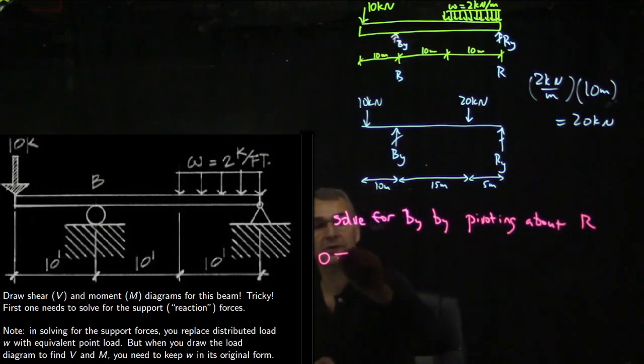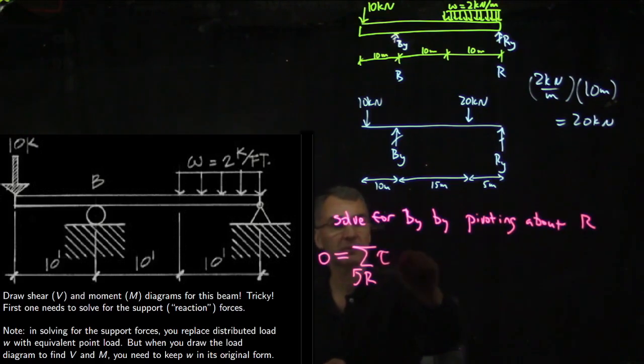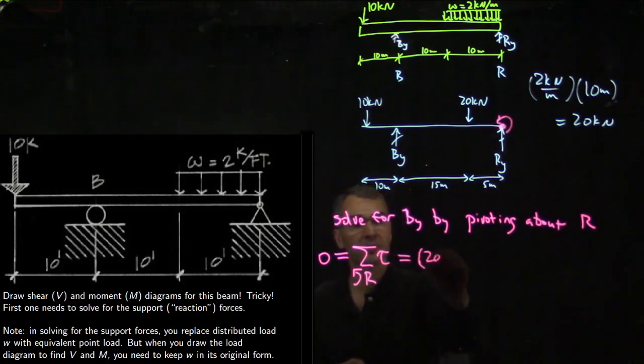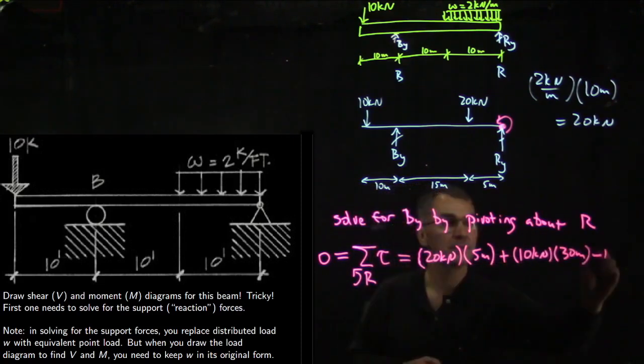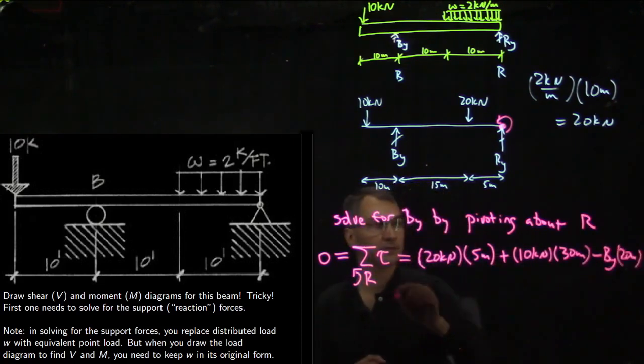So we'll do 0 is the sum counterclockwise about R of the torques, or we could say moments. So this is our pivot. So we can do 20 kilonewtons times 5 meters plus 10 kilonewtons times 30 meters minus By times 20 meters. That gives us By equals 1 over 20 meters.